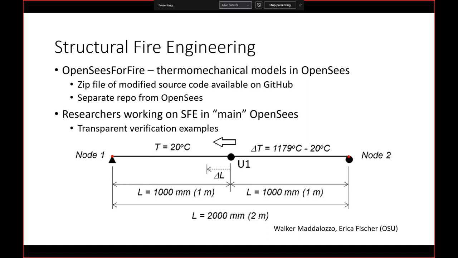And then also structural fire engineering. There's OpenSees for fire, which has thermomechanical models in OpenSees. There's a repository on GitHub for OpenSees for fire, which is separate from the main OpenSees that I talked about a few minutes ago. The repository has a zip file of the modified source code, which makes it kind of difficult to see what the modifications are, and to look at diffs and revisions. And I don't know how you do a pull request on a zip file.